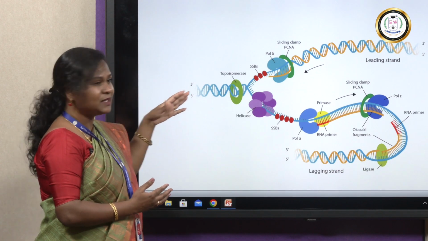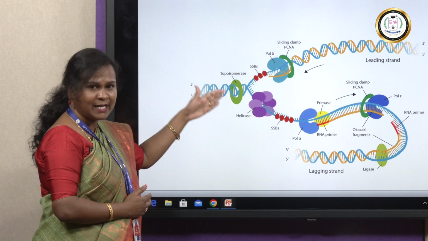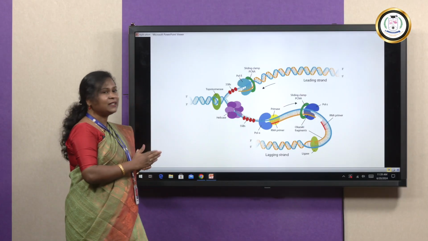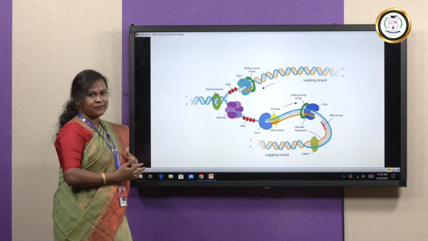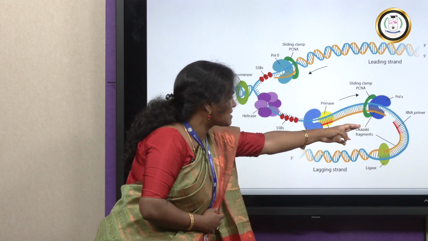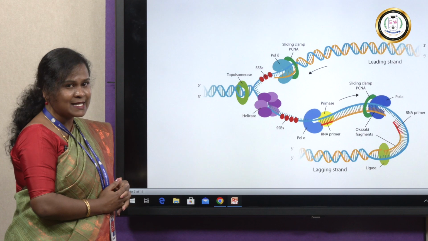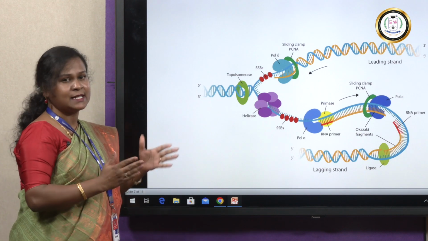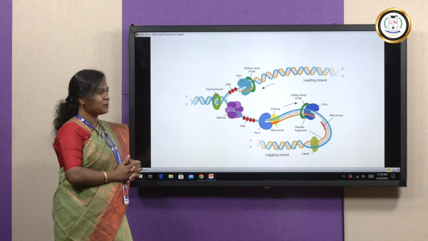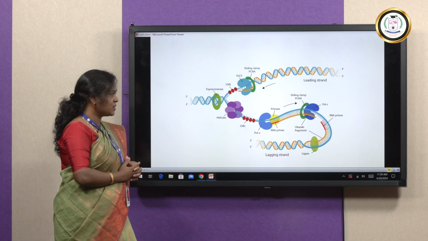So therefore what happens? It cannot come backwards. Therefore again a new RNA primer is added from this end, and it keeps extending. So it forms like discontinuous strands. You can see a discontinuous strand here and a discontinuous strand here. So therefore this is called the lagging strand, and the fragments of daughter DNA which are formed are called Okazaki fragments. And these Okazaki fragments are later sealed by other polymerases, which we'll see in the future.